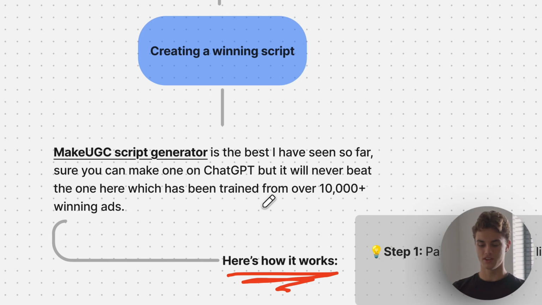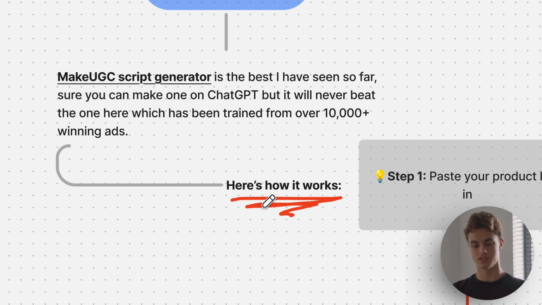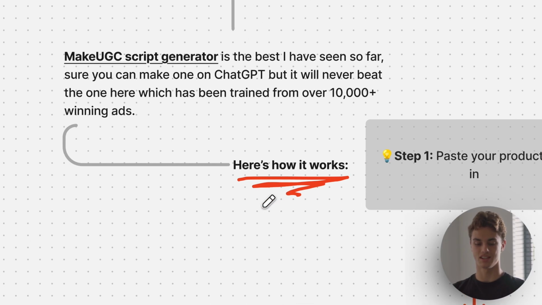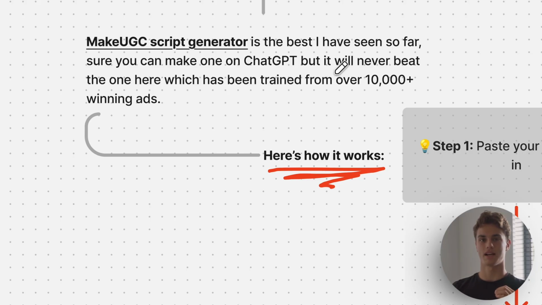And the thing is, in MakeUGC, they also have this amazing feature of creating winning scripts. MakeUGC's script generator is the best I've seen so far, and I can promise you this, honestly, because this program has been trained from over 10,000 winning ads. They took all the best performing ads off of all the social medias and they poured it all into this one AI UGC script generator, and it's paid off. Let me tell you that much. Here's how it works.